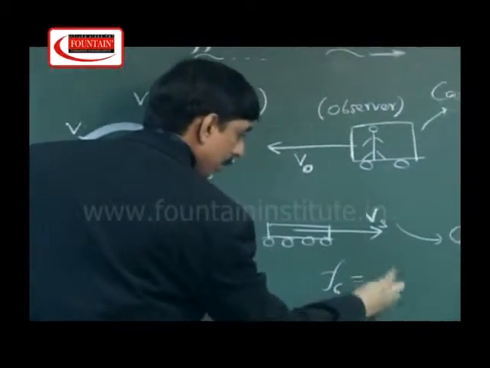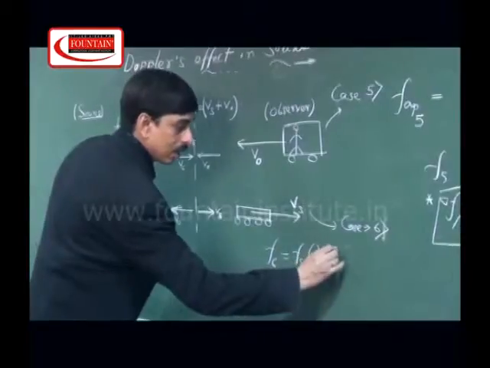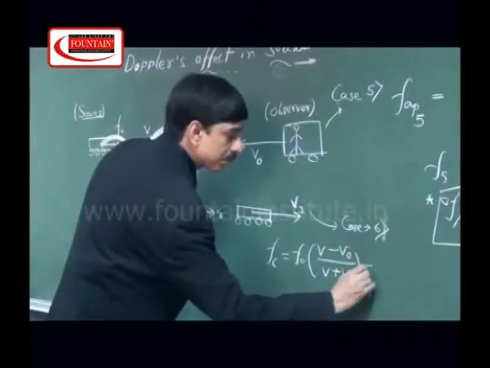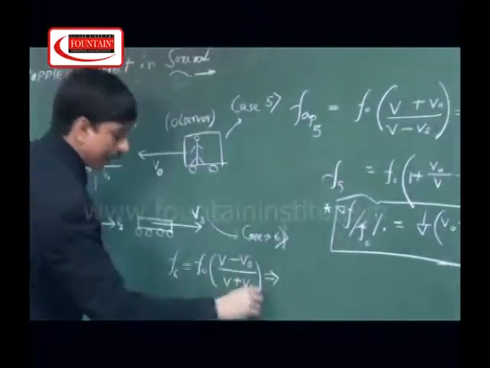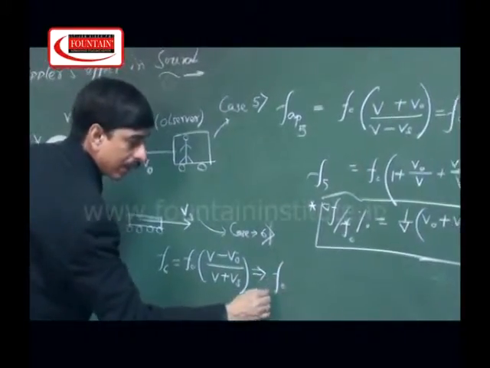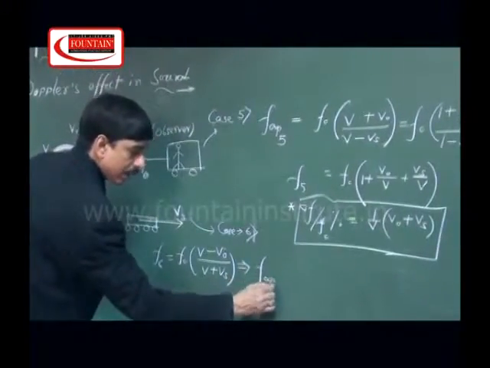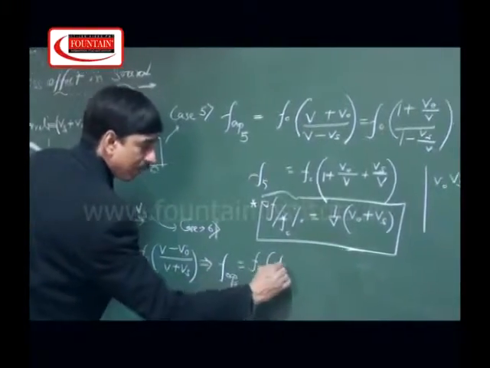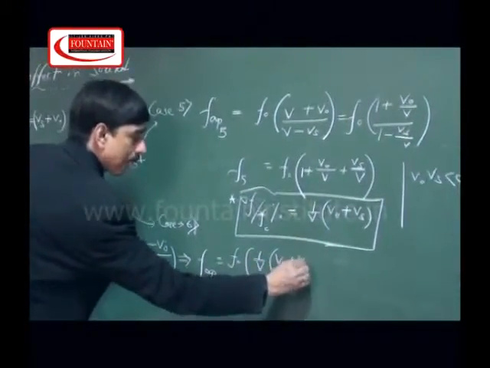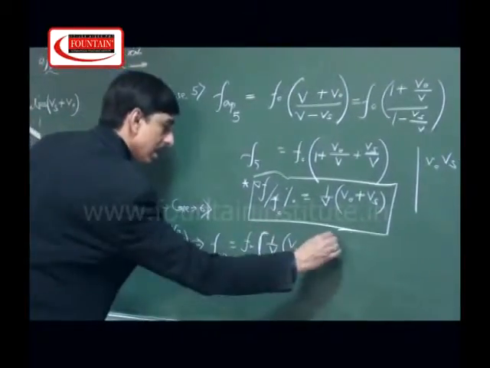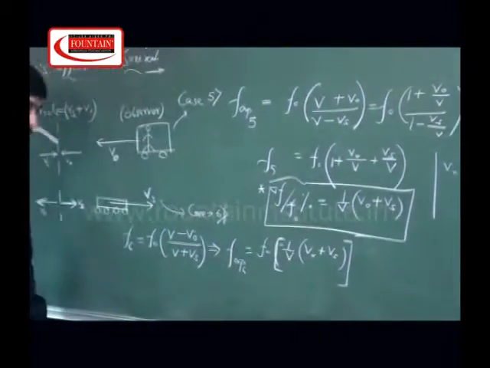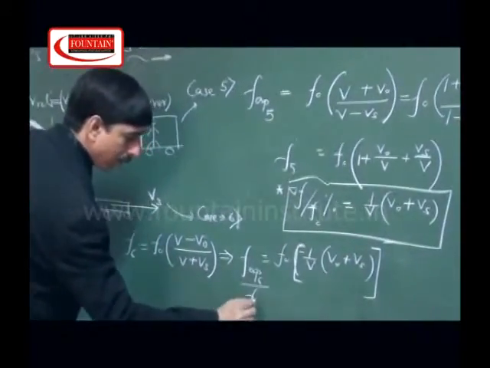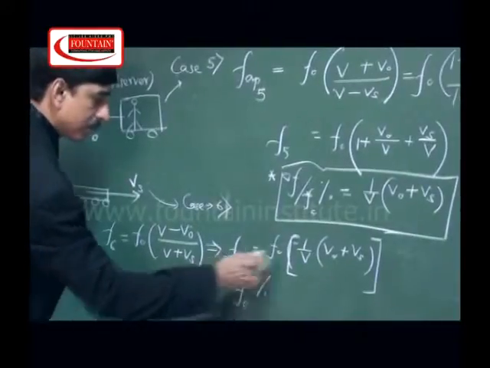f apparent in case 6 will be f0 times (v minus v0) upon (v plus vs). Use the binomial theorem as I used here and go to the minimization. You will get f apparent in the sixth as f0 into 1 by v times (v0 plus vs), but in negative form. Means if you get the percentage through it, you can directly write this as the percentage change del f by f0.